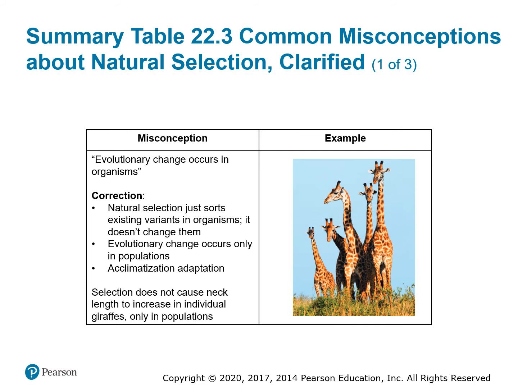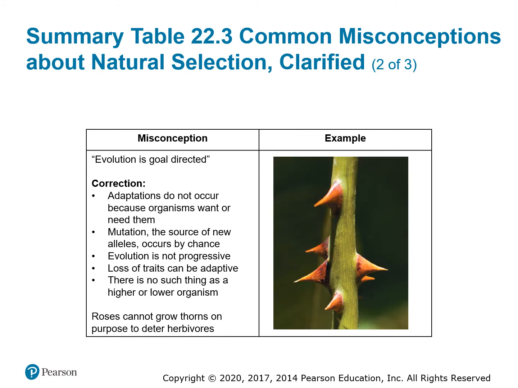Evolutionary change doesn't occur in organisms, it occurs in populations. And again, here in this case of these giraffes, selection doesn't cause the neck length of a giraffe to increase in individuals, it actually works on a population.